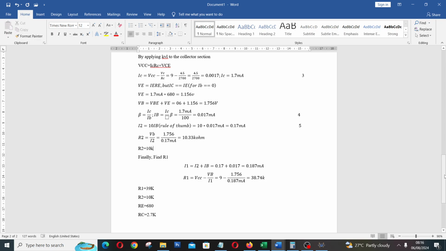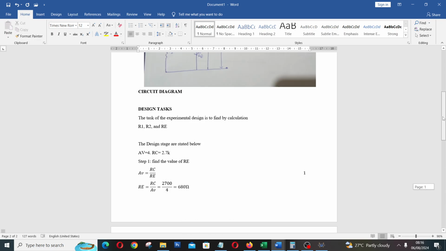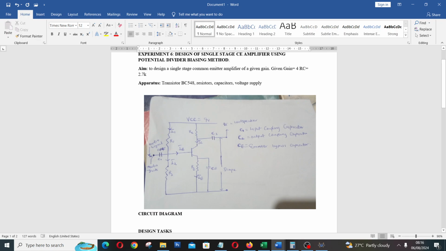So conclusively, we are able to find these values. R1, we approximated it to 39 kilo ohms. R2 is 10 kilo ohms approximately. RE is 680, and RC is 2.7. So please take note of these values. These are the values we are going to substitute into this circuit in order to get the desired gain of that transistor.